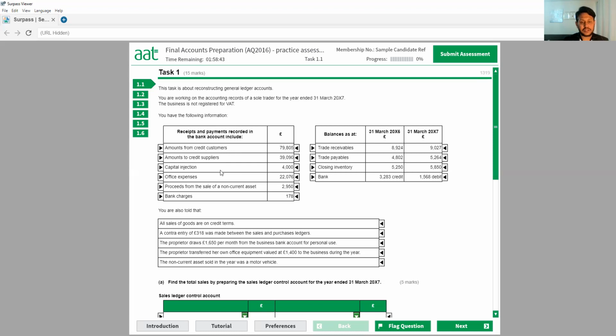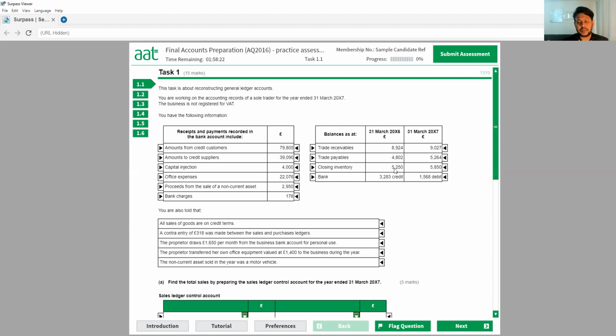Capital injection, so during the year, how much capital I injected into the business. Office expenses, how much you paid for office expenses. Proceeds from the sale of non-current assets, so how much we got by selling the non-current asset. And bank charges, how much is the expense for bank charges.